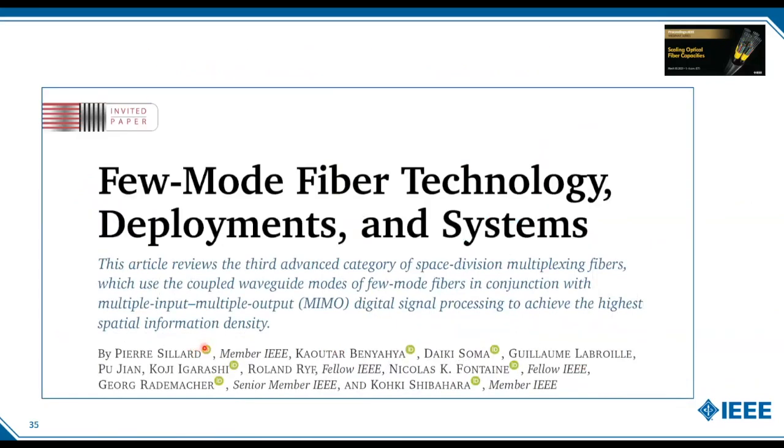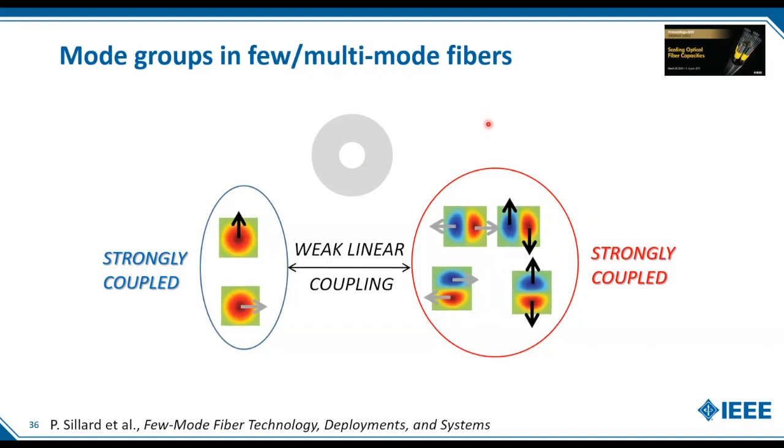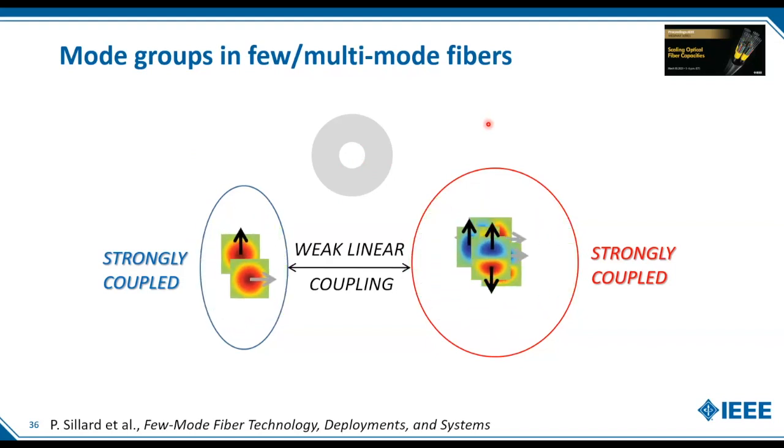The paper by Pierre and co-authors reviews few mode fiber technology. Few mode fibers are substantially different from multi-core fibers. First of all, they only have a single core of larger area, and they support propagation of multiple modes. They're characterized by the existence of multiple groups of modes, so that modes belonging to the same group couple strongly during propagation, just like in randomly coupled multi-core fibers, whereas modes belonging to different groups couple only weakly, of course, depending on how far they propagate.